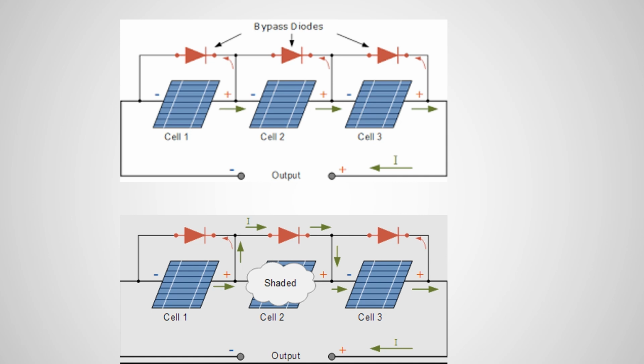Look at this diagram again, the same diagram explaining the same concept. Here cell 1, 2, 3. If one particular cell is shaded, the current will simply pass through the diode, because a shaded cell always has a very high resistance. In simple electrical concept, current will always find the low resistance path. Compared to the shaded cell, the diode has less resistance, so it passes through the diode.